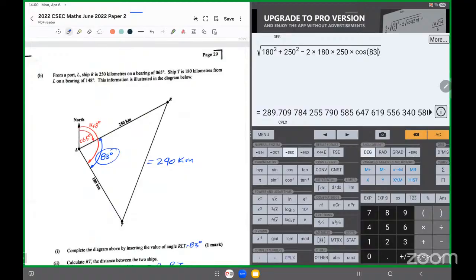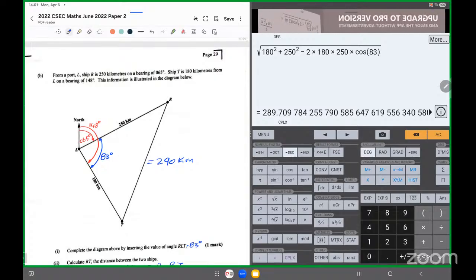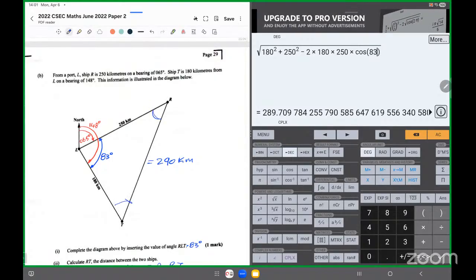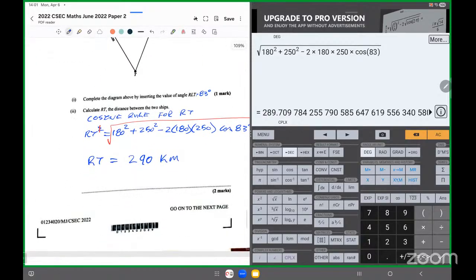Now we have a pair of an angle and its opposite side in the triangle, so we can use the sine rule going forward to find whatever we don't know. The only things we don't know in this triangle now are these two angles. We know the three sides and we know this angle, so to find these two other unknowns, we can use the sine rule to find any one of them.